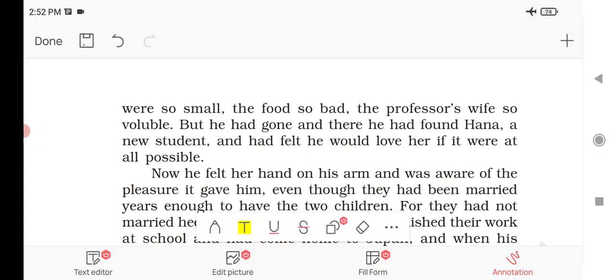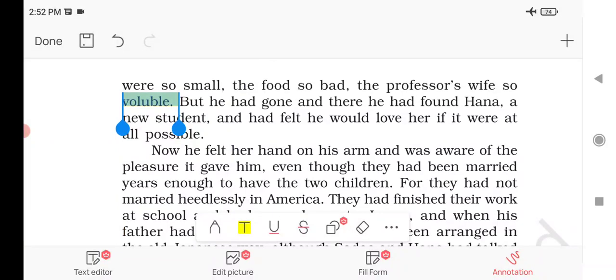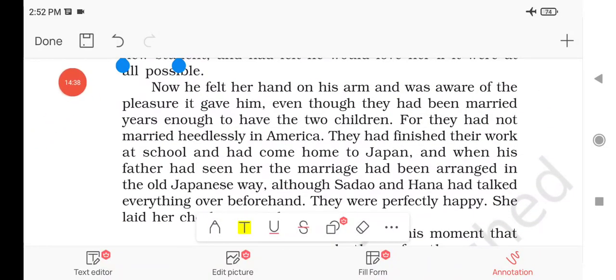The rooms were so small, the food so bad, the professor's wife so voluble, right? So now he shares how the room was small, he didn't like the food, and the professor's wife was very outspoken. Voluble means outspoken. But he had gone, and there he had found Hannah, a new student, and had felt he would love her if it were at all possible. And this is where they fall in love with each other, right?